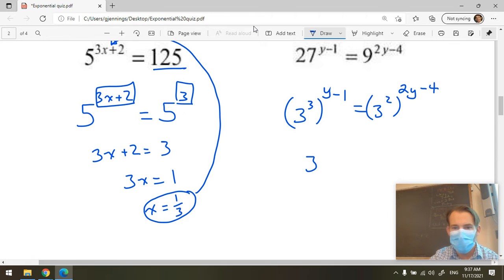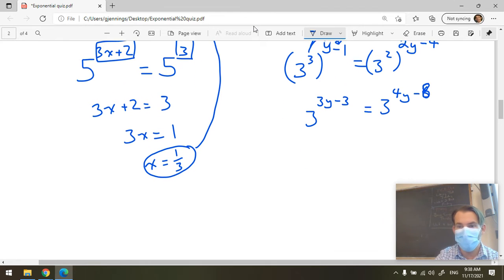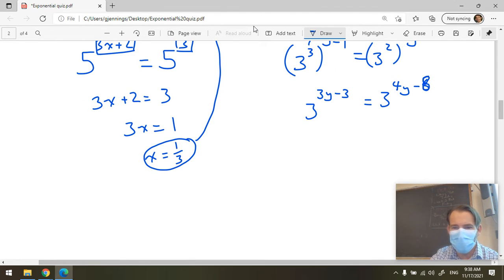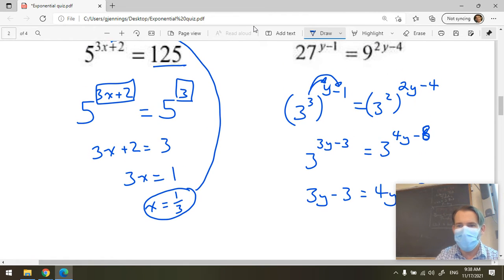So I get 3 to the 3y minus 3 because of the distributive property, is equal to 3 to the 4y minus 8. Yeah, 8. I'm feeling like these are just different versions of themselves, and y is just going to be of the real numbers. Okay, so now I know that 3y minus 3 is equal to 4y minus 8. What the heck?